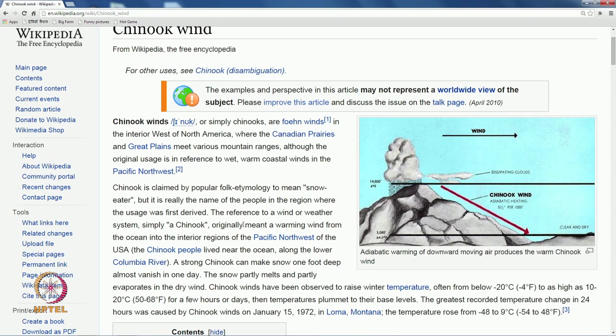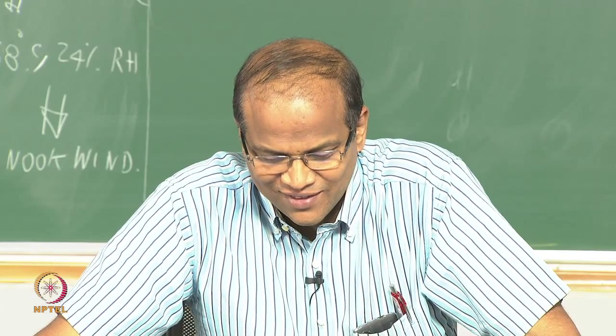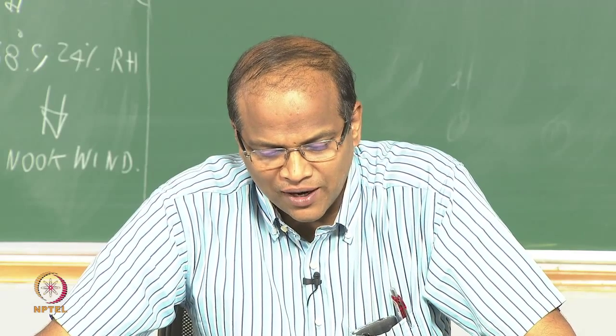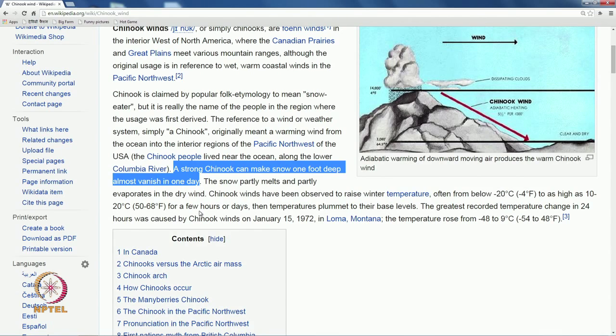You have Föhn in Germany also, right? Have you experienced that? A strong Chinook wind can make snow 1 foot deep almost vanish in one day. So it can remove snow, right? The snow melts and partly evaporates in the dry wind, okay?